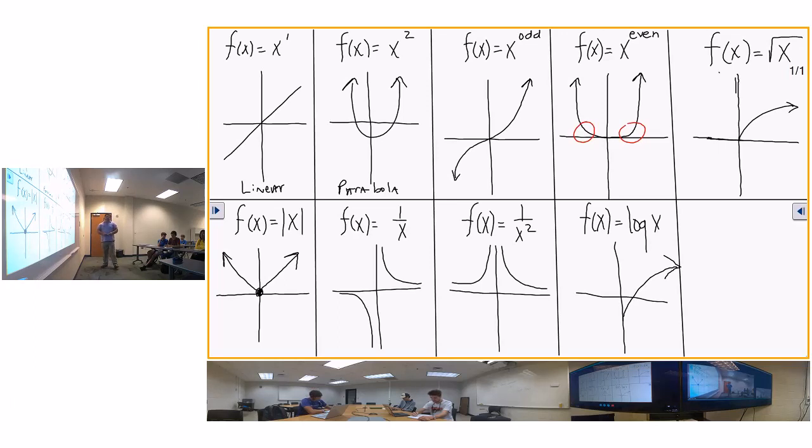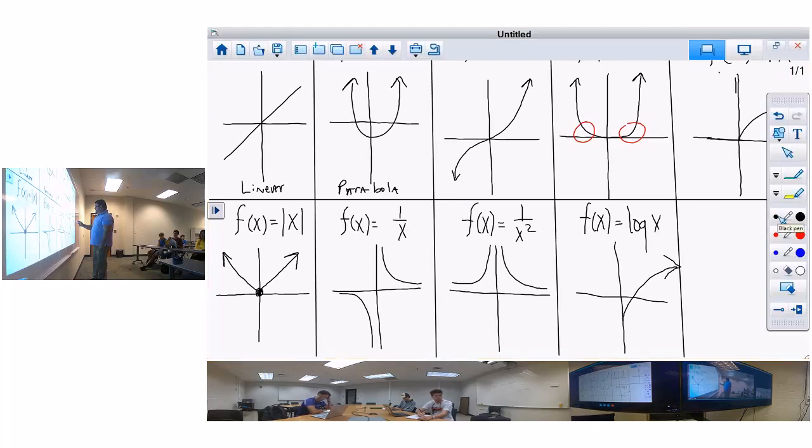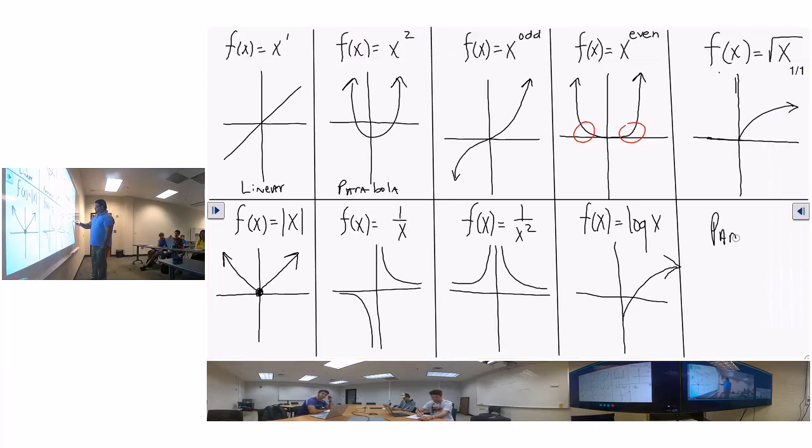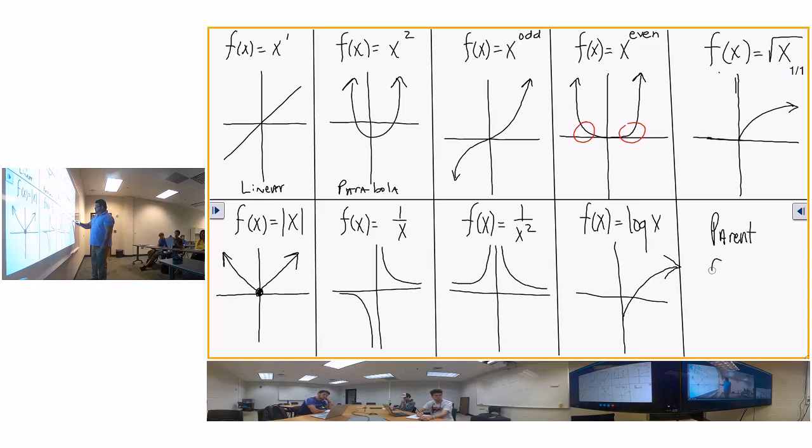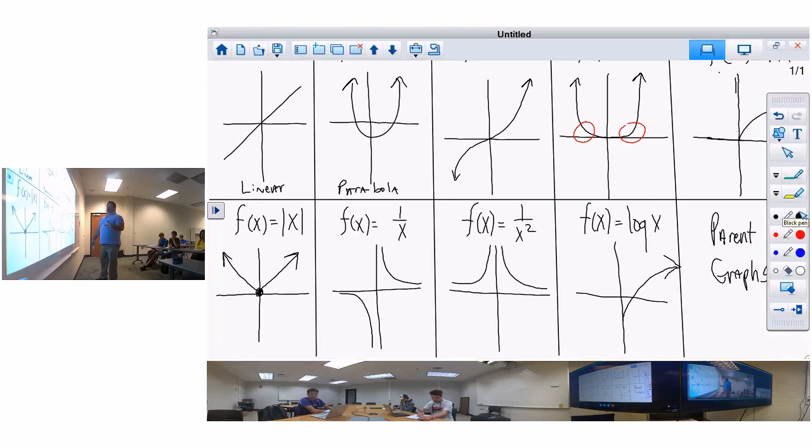And like I say, you probably can Google it, Google parent graphs, and you should be able to find it. And the ones that I've shown you here are the basic graphs, except for one. I messed up one. I was just in a hurry.